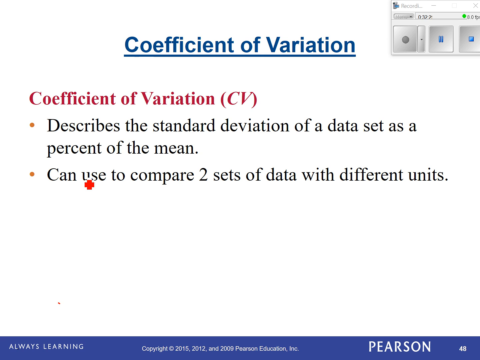Coefficient of variation describes the standard deviation of the data set as a percent of the mean. You can use it to compare 2 sets of data with different units. So we use this coefficient of variation. If you took a science test and a math test, we might use it to compare those two. To say, all right, if you scored right in the middle or close to the middle in both sets, did you actually do better on the science test or the math test? And that's what the coefficient of variation is.